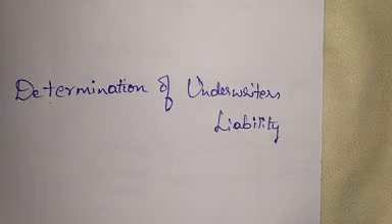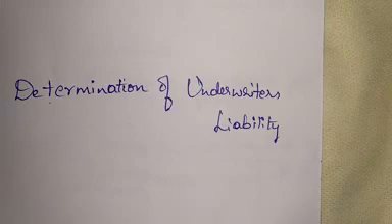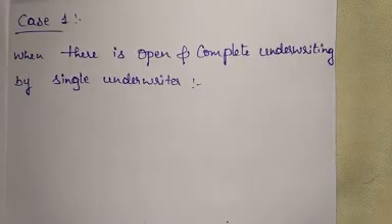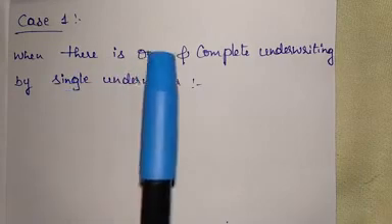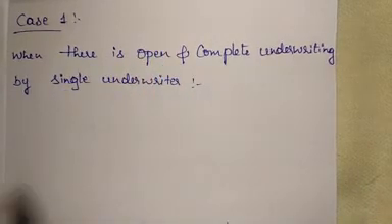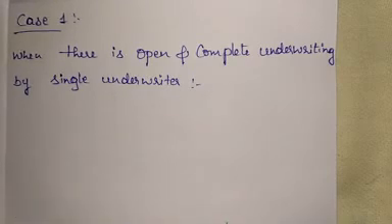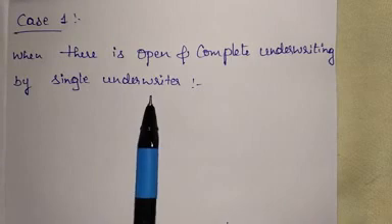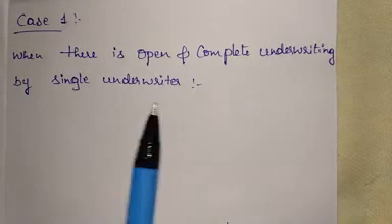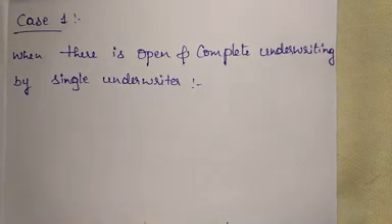First concept is determination of underwriters' liability under different circumstances. First circumstance is when there is open and complete underwriting by a single underwriter. If there is open and complete underwriting by a single underwriter, the underwriter will be liable to take up all those offered shares that have not been taken up by the public.